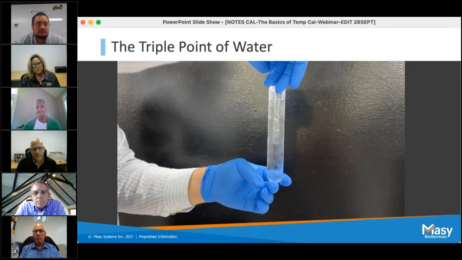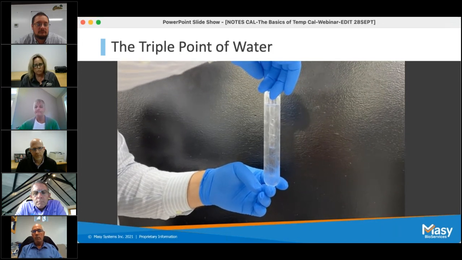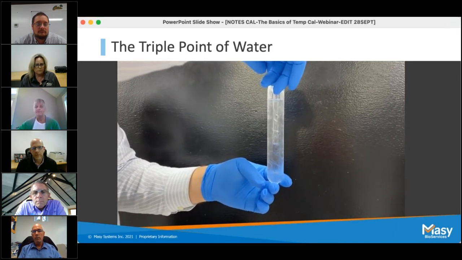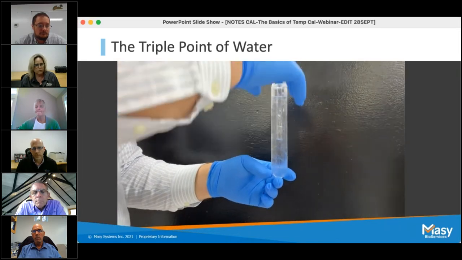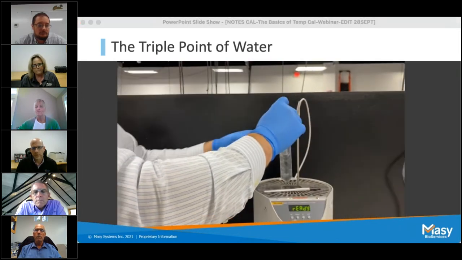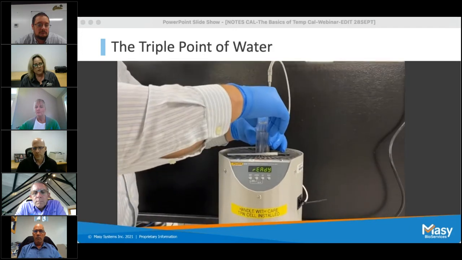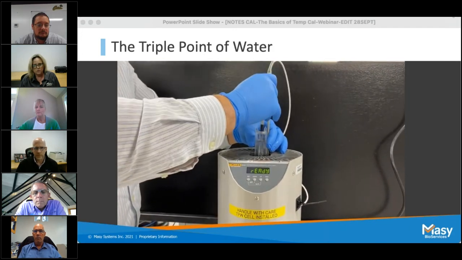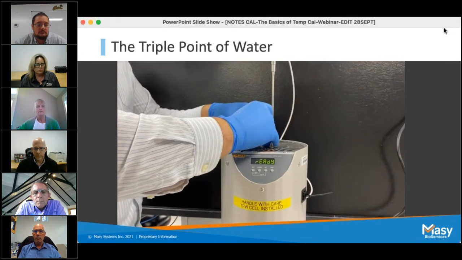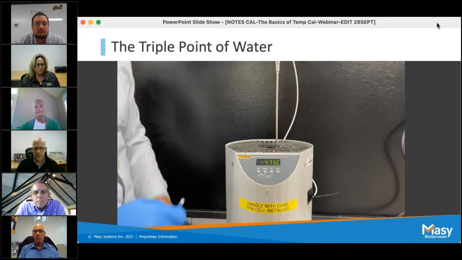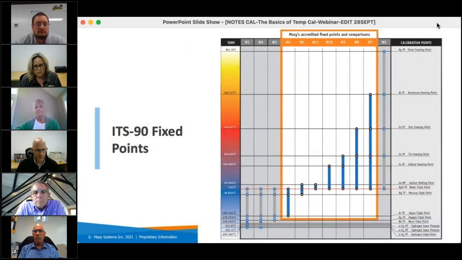So when water is in this state, we know the exact temperature to be 0.01 degrees C, or 273.16 Kelvin. This is the starting point of all ITS 90 calibrations and is included in all temperature calculation of resistance thermometry. The ITS 90 references all temperature measurements to triple point of water resistance ratio values.